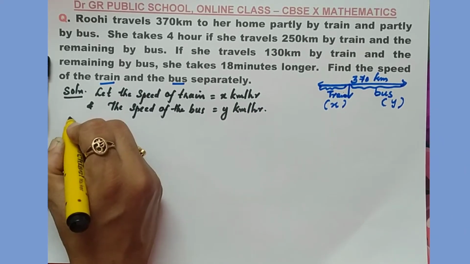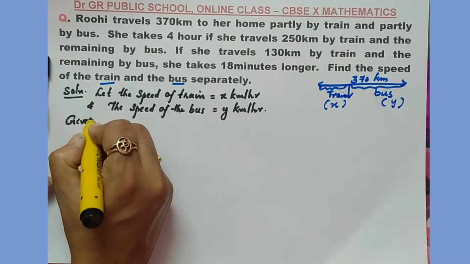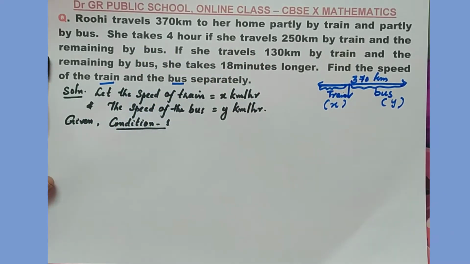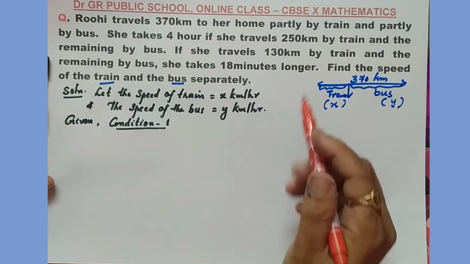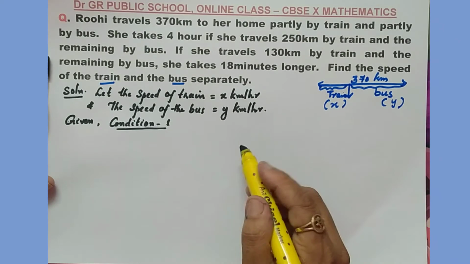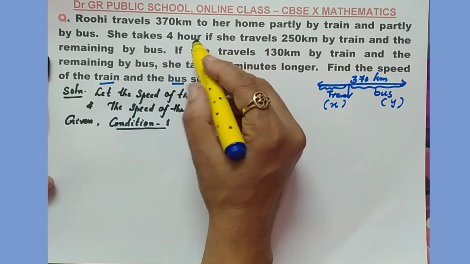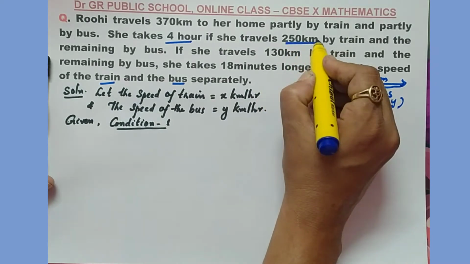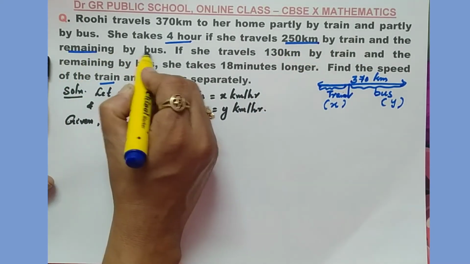What is given for you? Given: Condition 1. She takes 4 hours if she travels 250 km by train and the remaining by bus. That's the first condition.